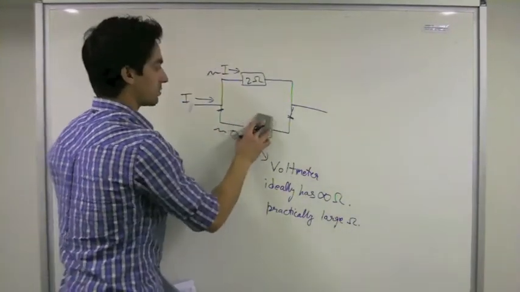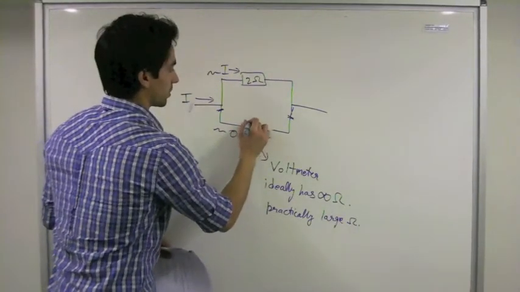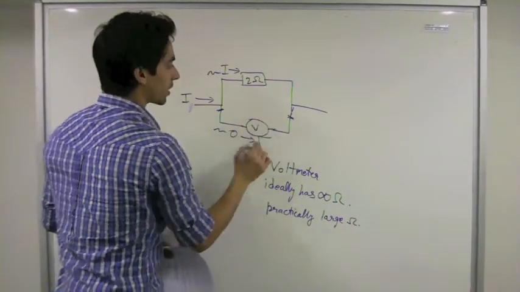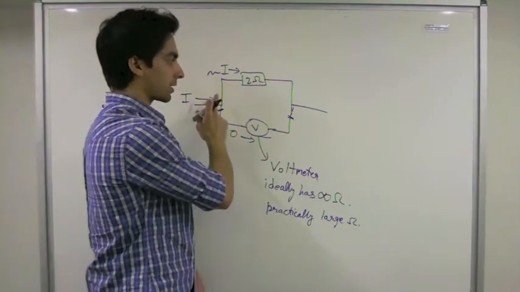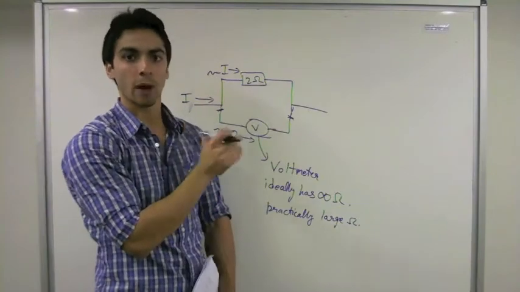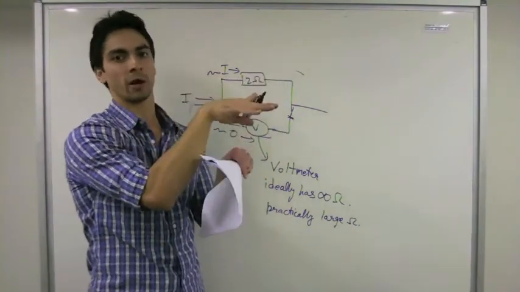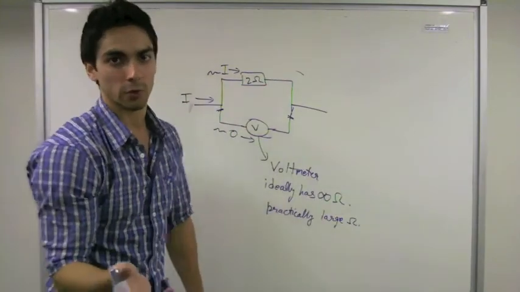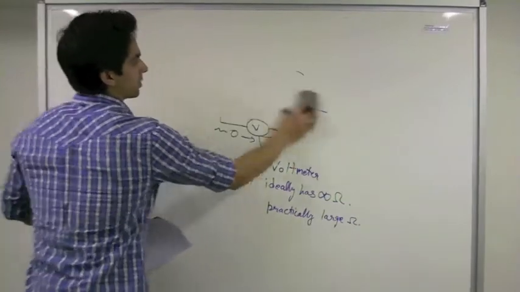How is it symbolized? You will symbolize a voltmeter like this. And as you can imagine, a voltmeter is always connected in parallel to a circuit. Why? If it is connected in series, it's a huge hindrance to the flow of current, and there's going to be no current flowing through the circuit. So that's a voltmeter.